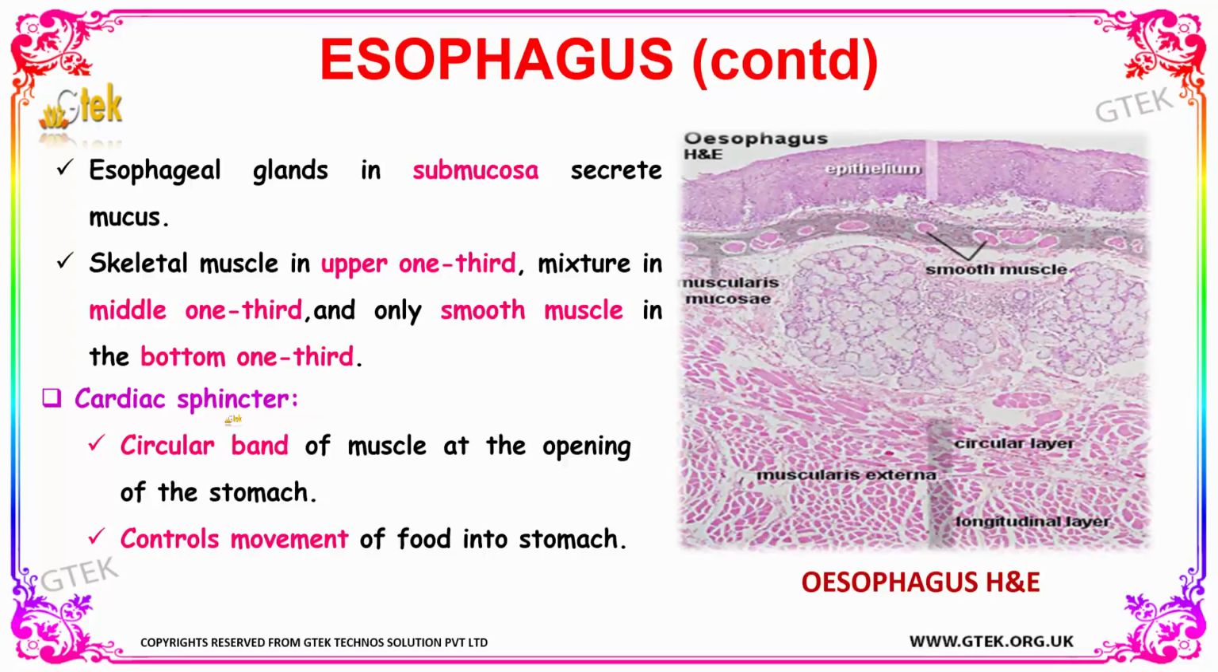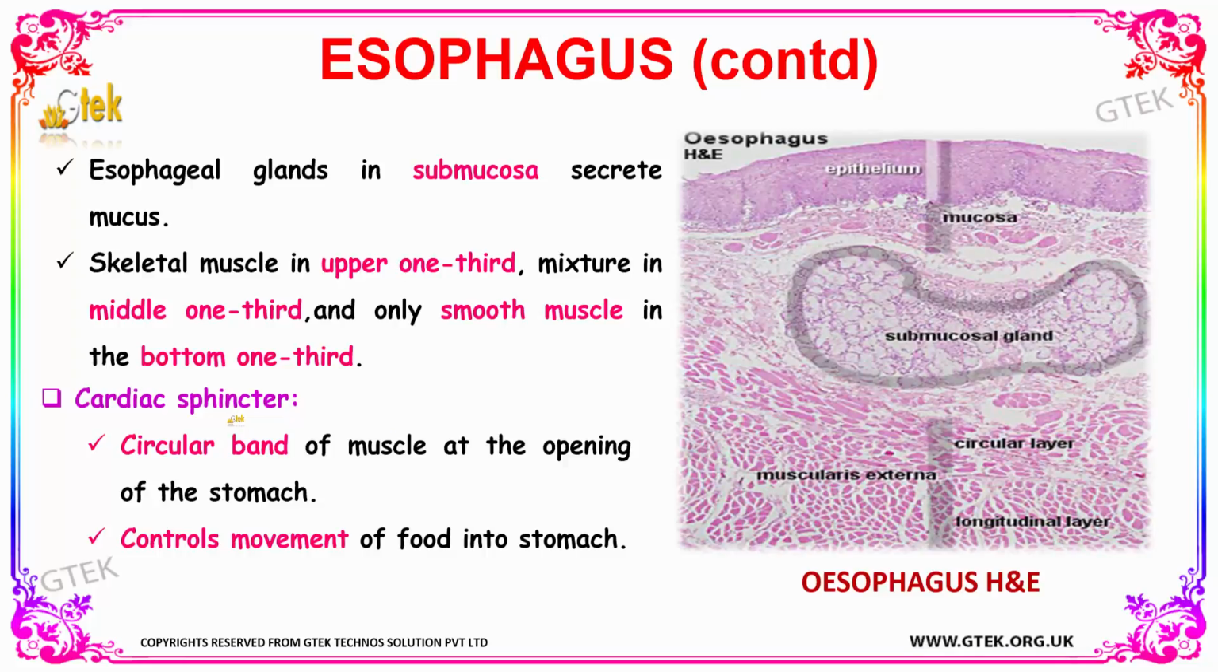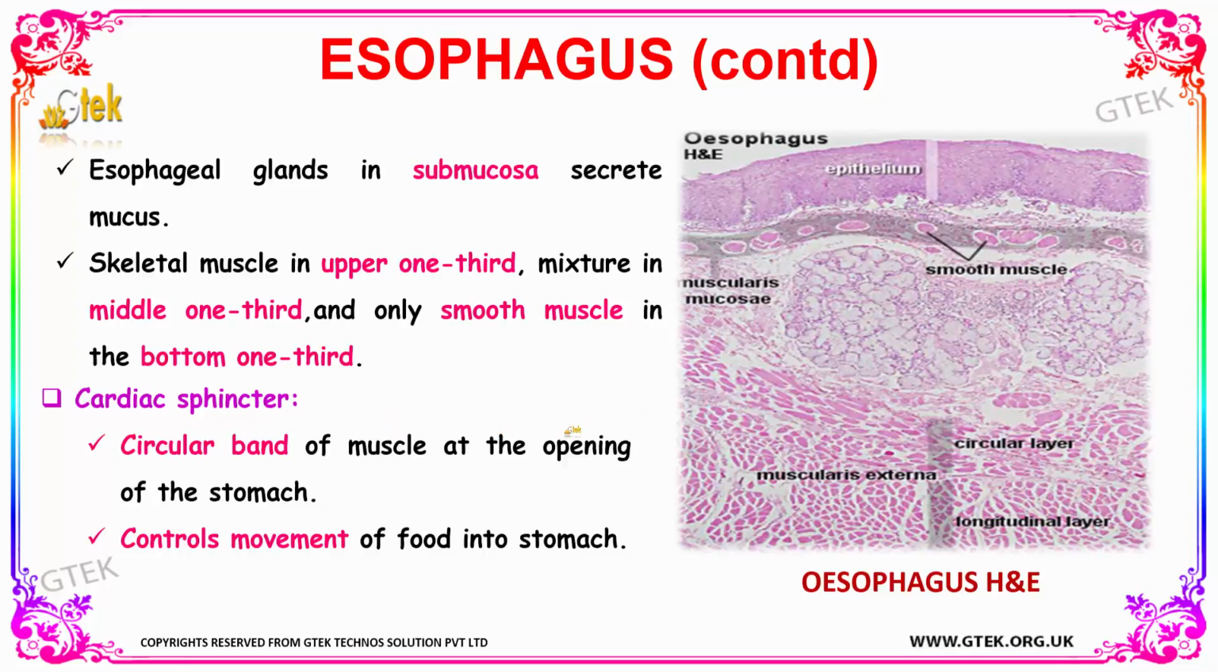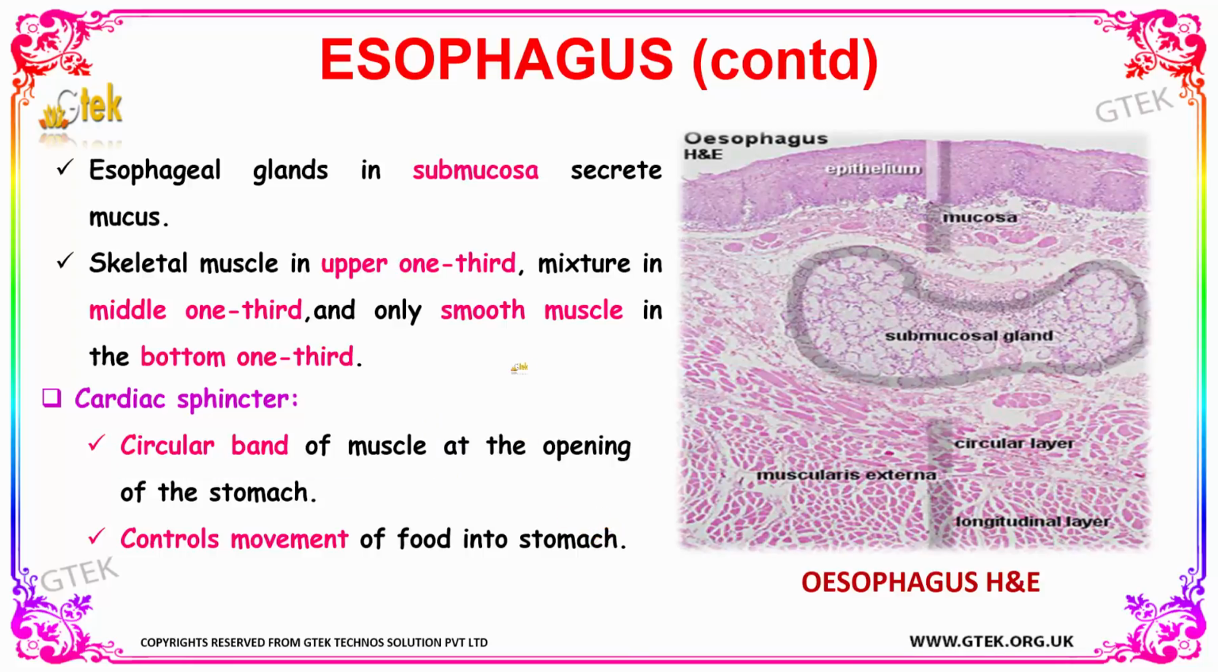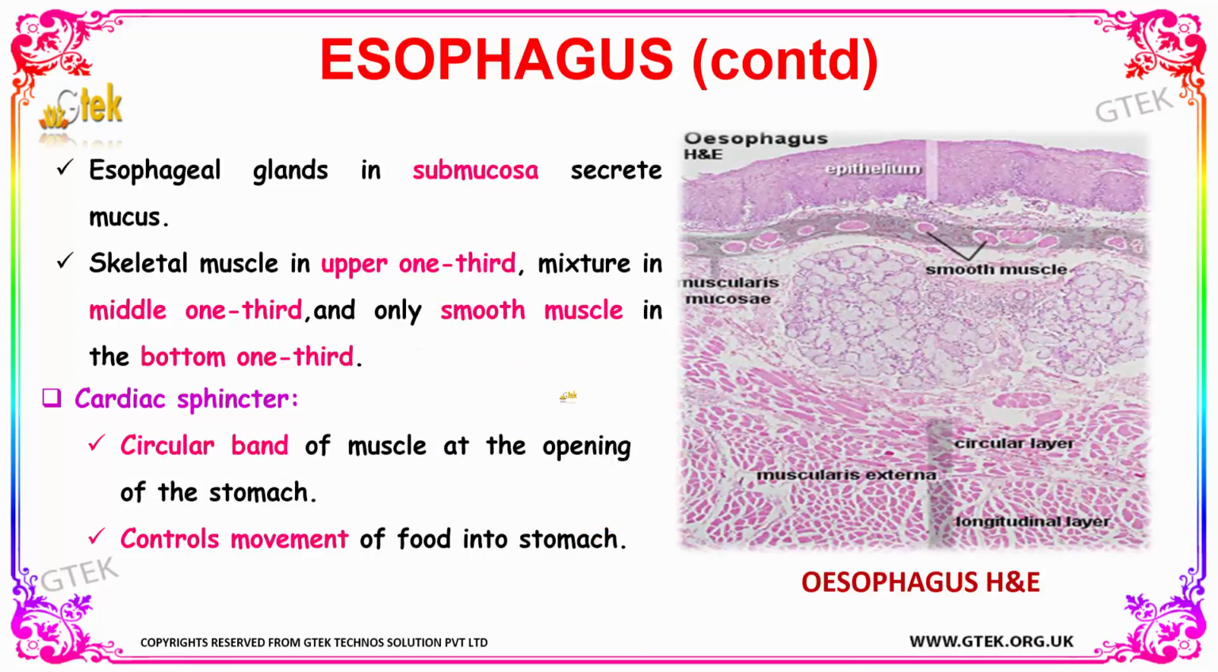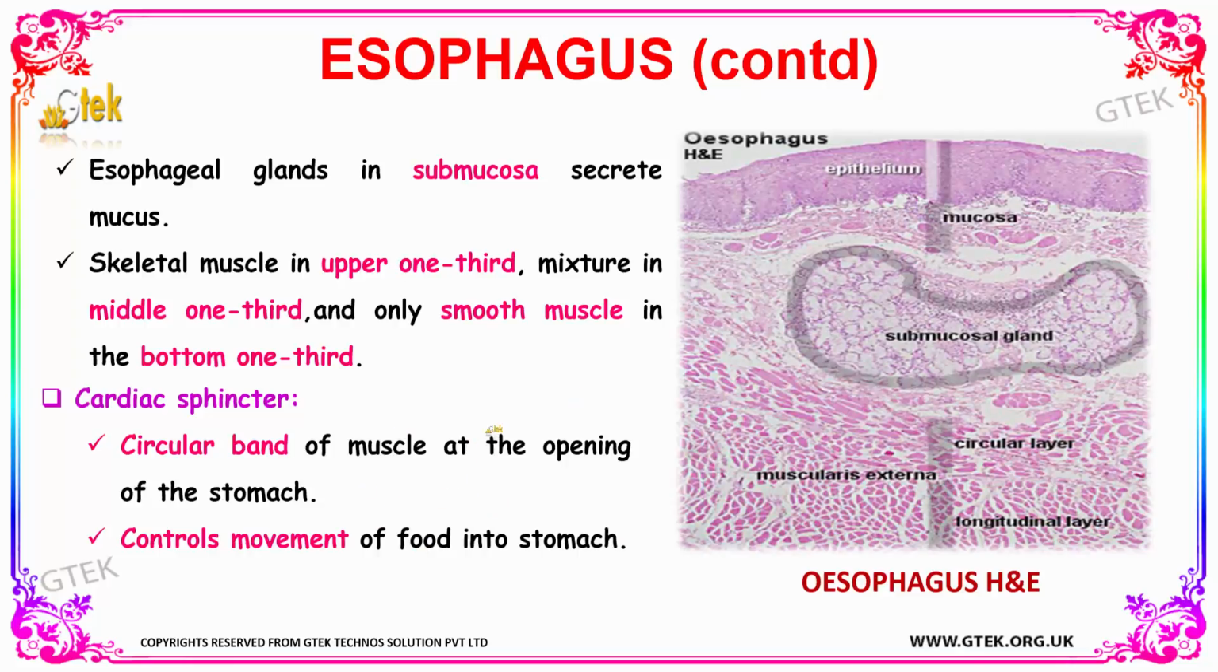Next we are going to study the cardiac sphincter. Your cardiac sphincter is nothing but a circular band of muscle which is located at the opening of the stomach. It controls the movement of the food into the stomach. So this is all about your cardiac sphincter.